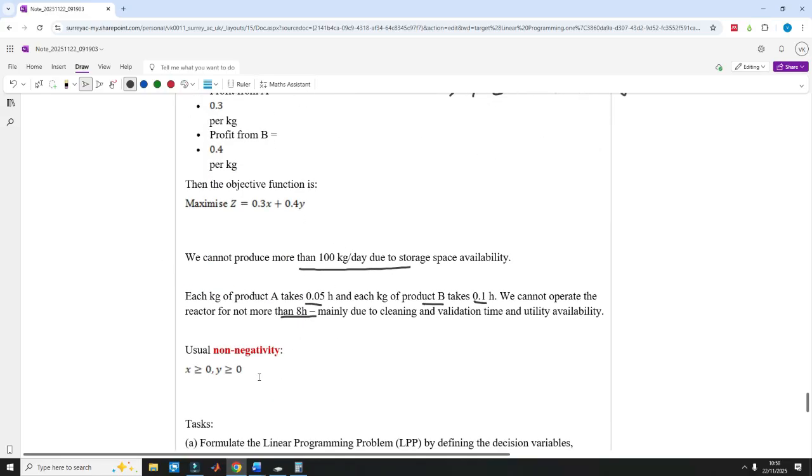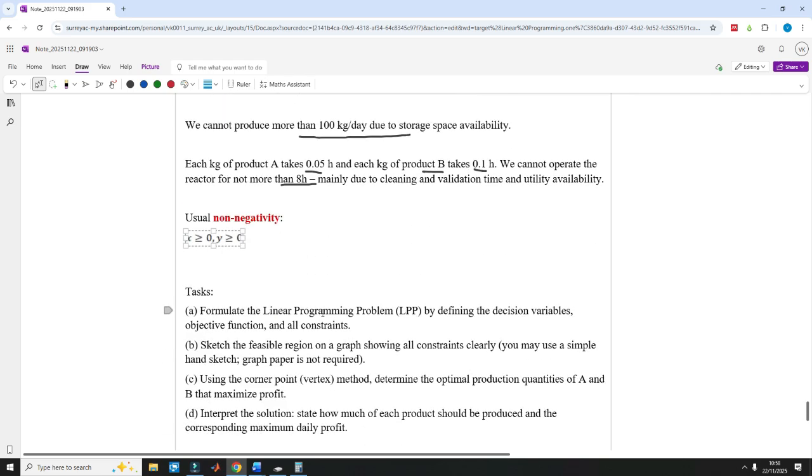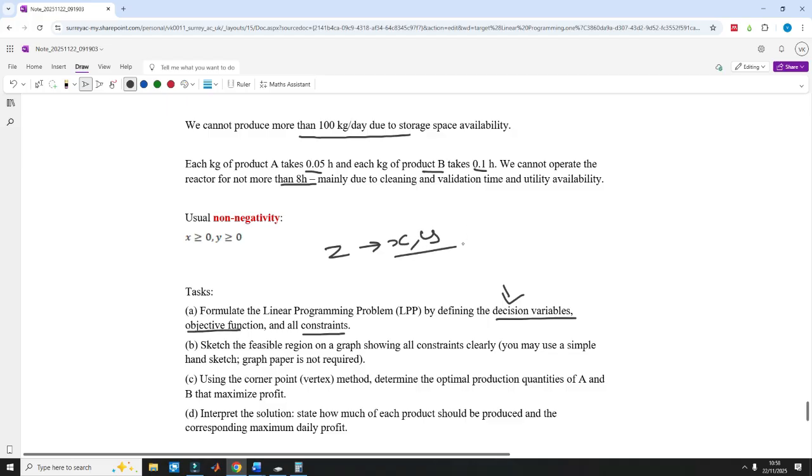And then the usual non-negativity, which means we have to produce at least some amount of X and some amount of Y. So you have to formulate a linear programming problem by defining the decision variables. This is something we are going to learn now, along with the objective function and all constraints. So what are the decision variables? This refers to the ones that dictate the profit, which are nothing but the kg of product A and the kg of product B. So X, Y are the decision variables.